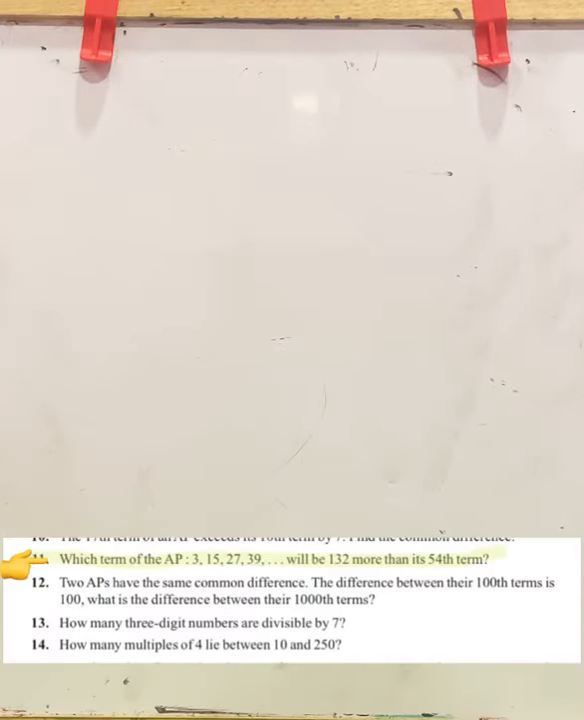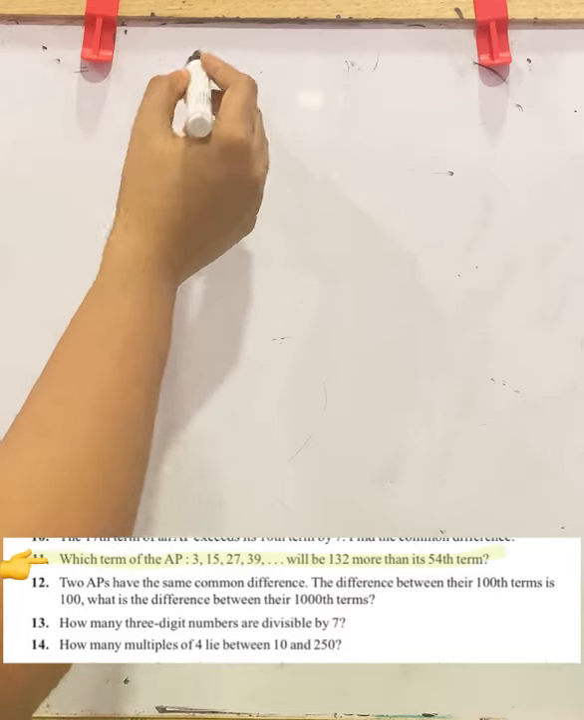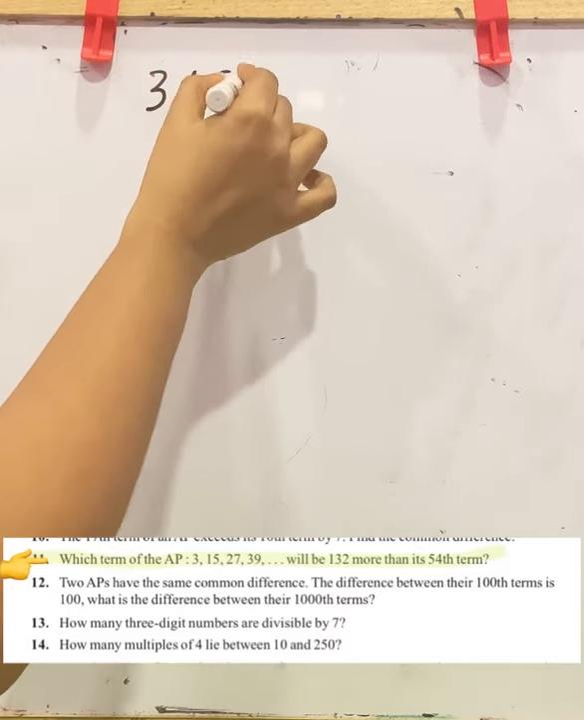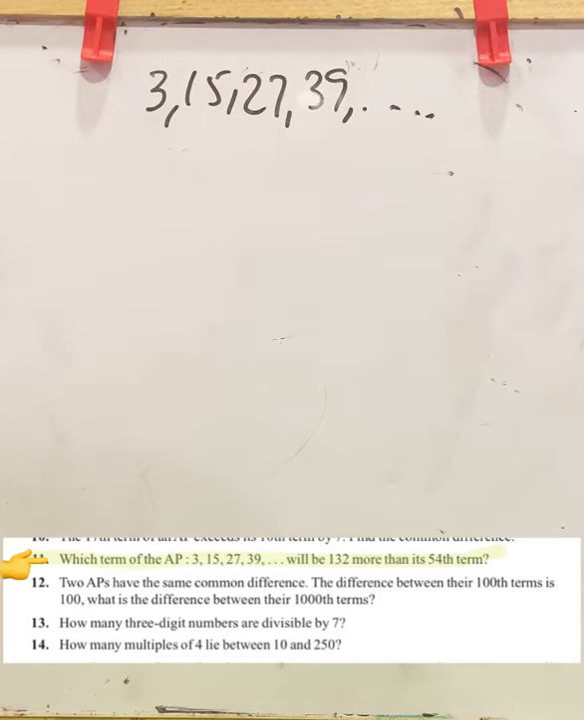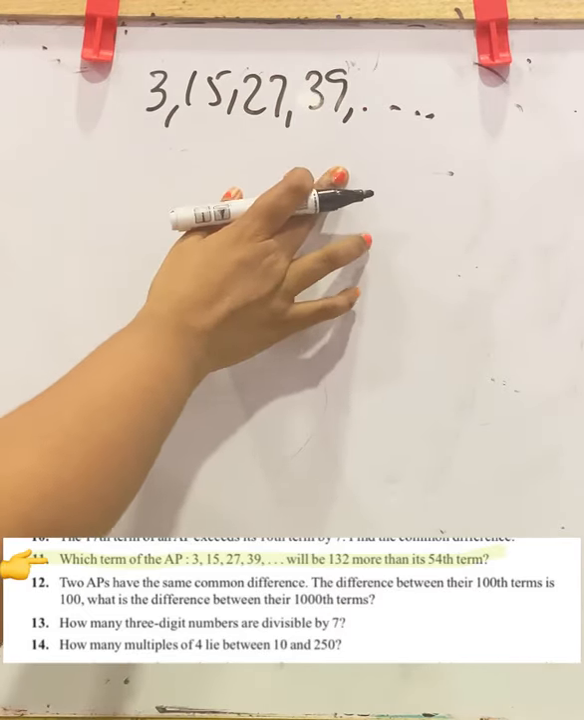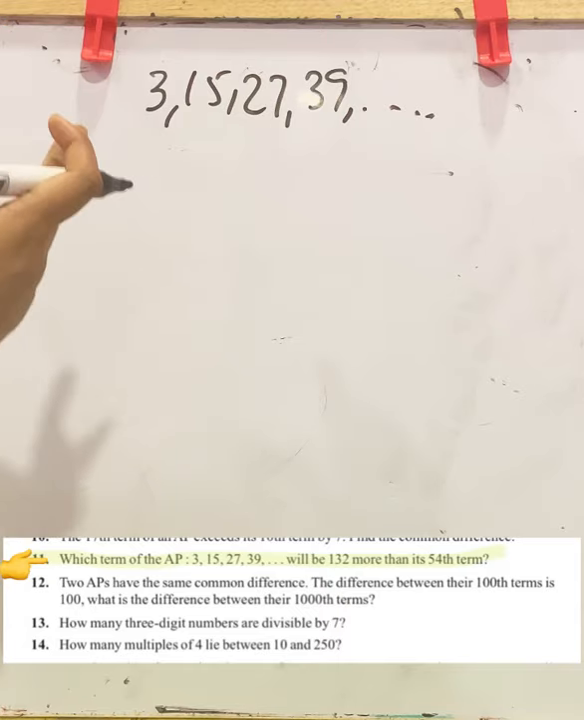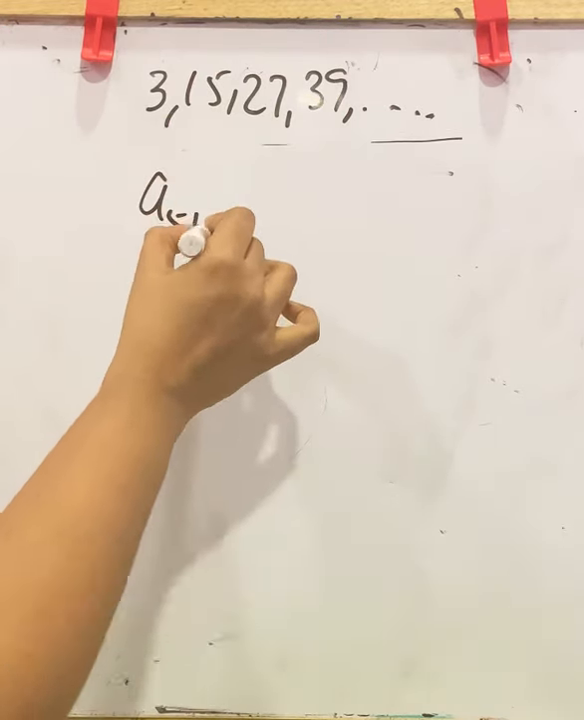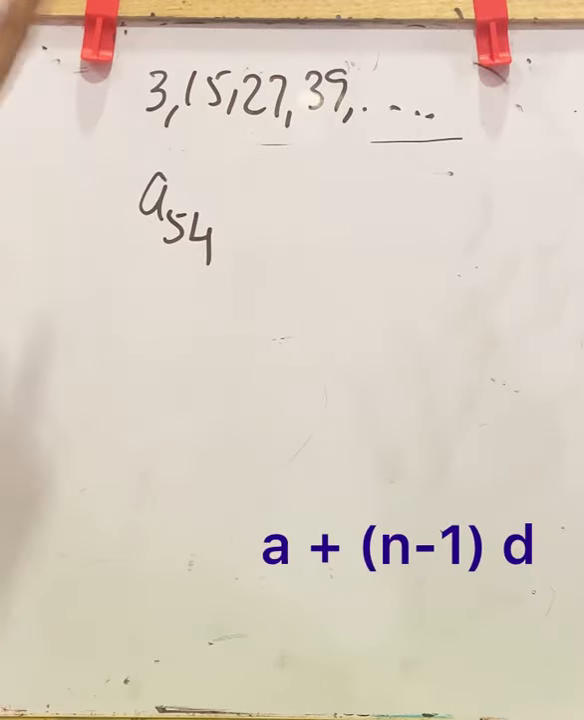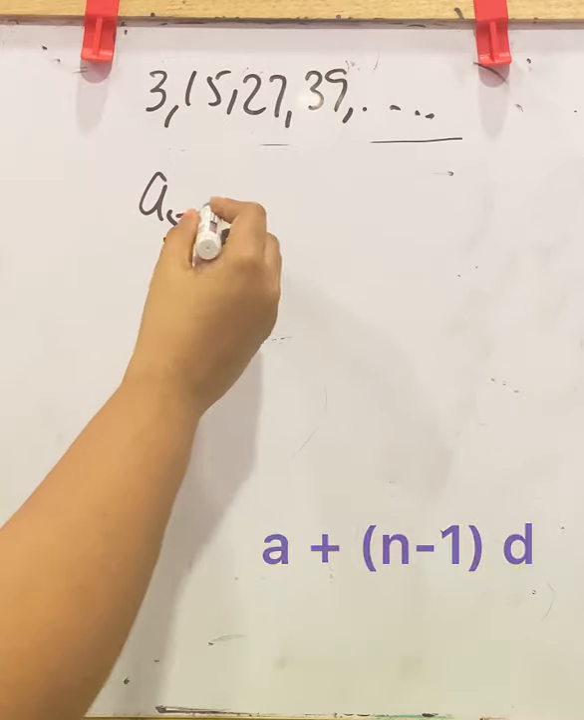Next question. Which term of the AP 3, 15, 27, 39 will be 132 more than its 54th term? So the AP given here is 3, 15, 27, 39, etc. Now which term of this AP will be 132 more than its 54th term? So first you have to find the 54th term and then you have to add 132 to it. So we will find A54 here.